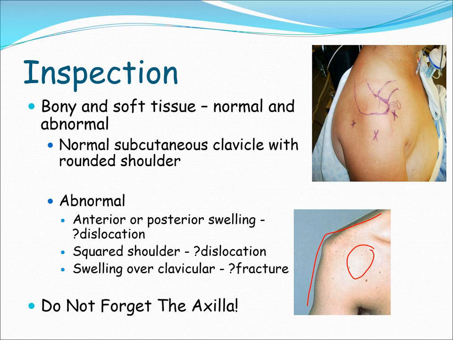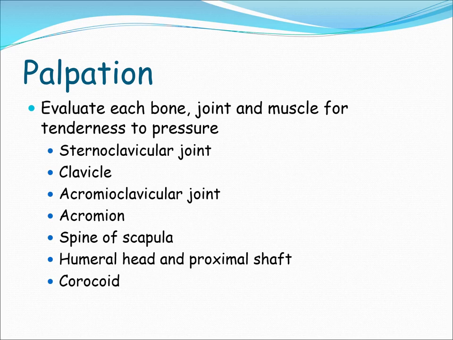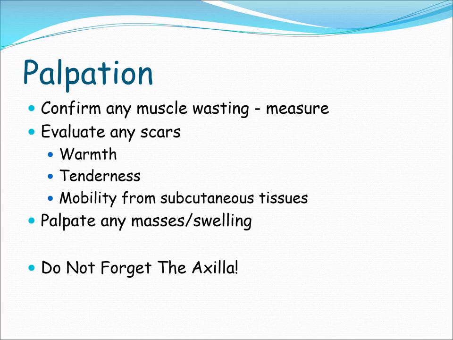Palpation is used to confirm the findings from the inspection and to elicit further signs. You need to feel for inflammation, swelling, deformity, or even wasting. And please don't forget to check for sensation and pulses in the patient. Palpation needs to evaluate all parts of the anatomy, including bone, joint, and muscle, as shown here in the slide. The palpation should confirm any muscle wasting. You need to evaluate any surgical scars that are found and determine the origin of the masses or swelling that have been encountered. Do not forget to examine the axilla.